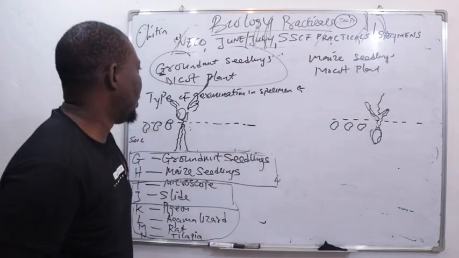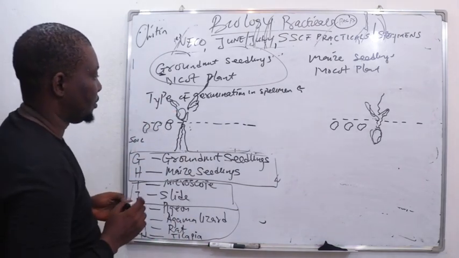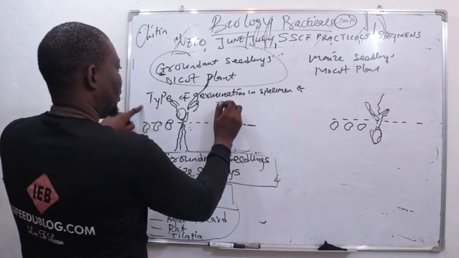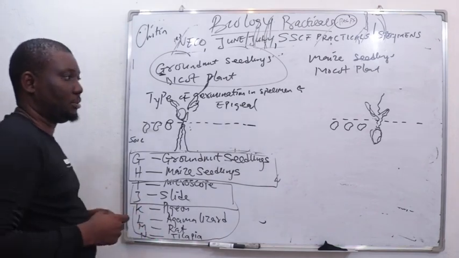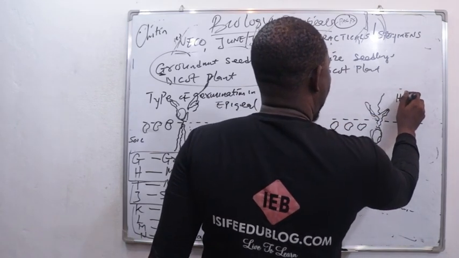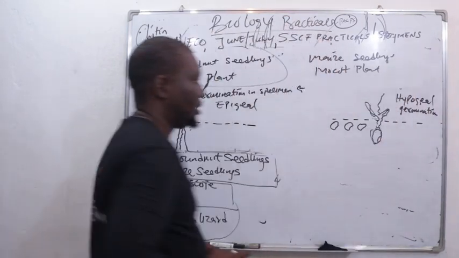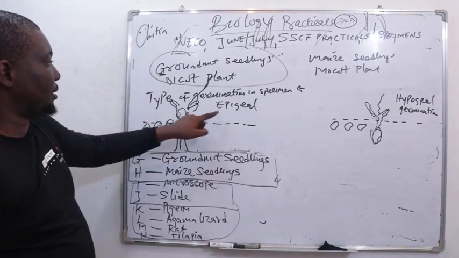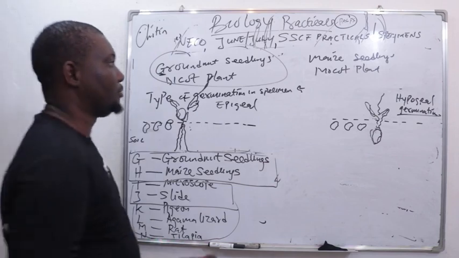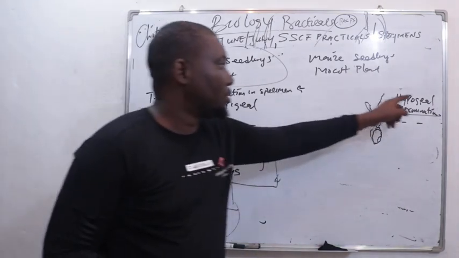So when you have a germination in which the seed is above the soil level, like here in G, it is simply called epigeal. This is a class of epigeal germination. While for maize, since the seed is below, it is called hypogeal germination. These are the two types of germination. Please take note: for groundnut, it is epigeal. For maize, it is hypogeal. I repeat, groundnut epigeal, maize hypogeal.